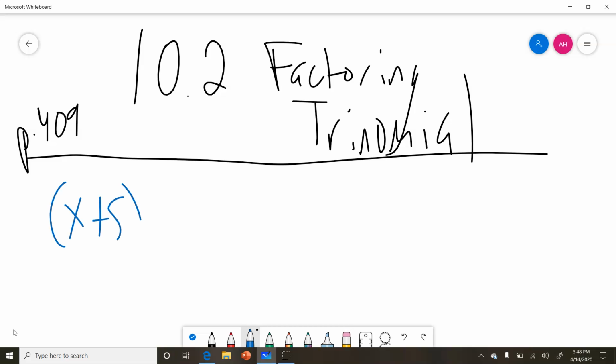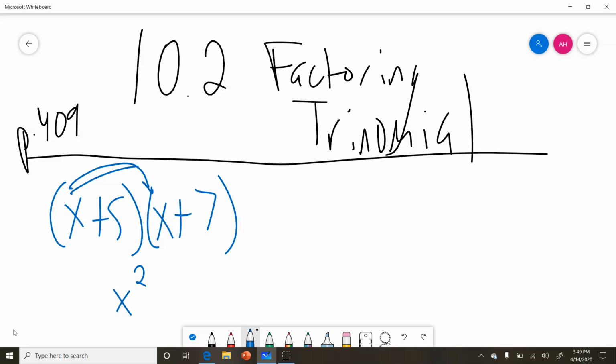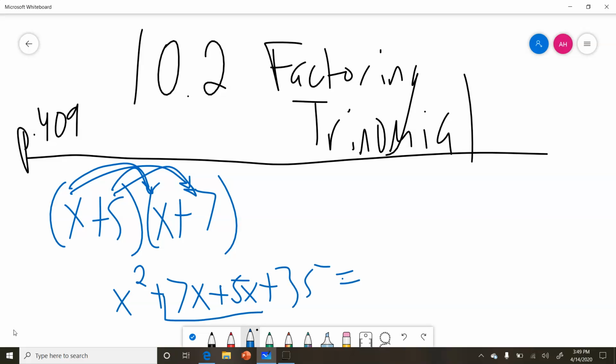Let's say that they gave us something like this. This is what we did during our last unit, right? We multiplied. Let's say it was x plus 5 times x plus 7. This is in your explanation here. So we do x times x, and we get x squared. We do x times 7 and get plus 7x. 5 times x and get plus 5x. 5 times 7 and plus 35. And we combine these down here for our final answer of x squared plus 12x plus 35.